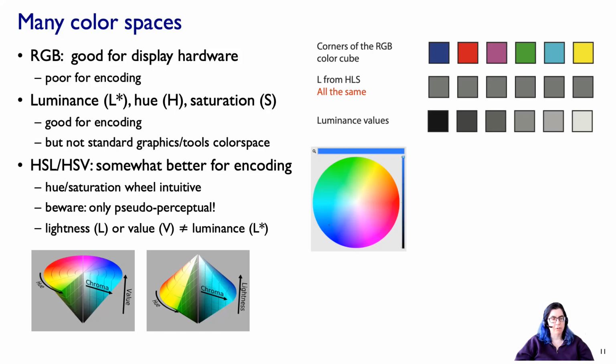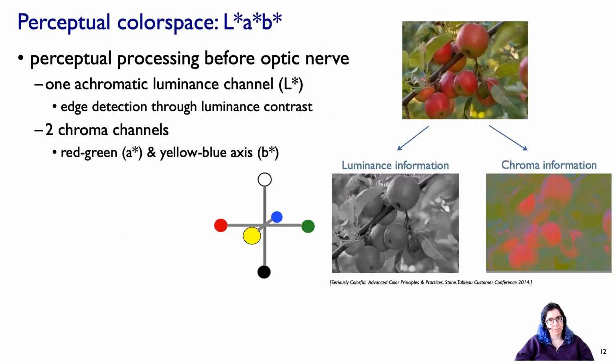Now I keep calling luminance L star. What's going on with that? Well, there's another one of these color spaces. Again, a color space is just a systematic way to think about color. And there's a very perceptual color space. Technically, it's called L star, A star, B star. And it actually corresponds with how our visual system and our brains actually deal with color.